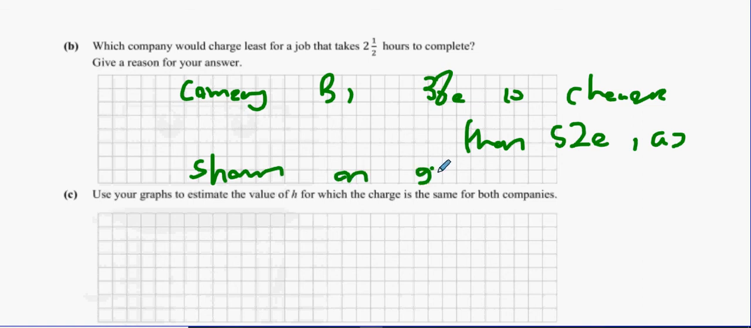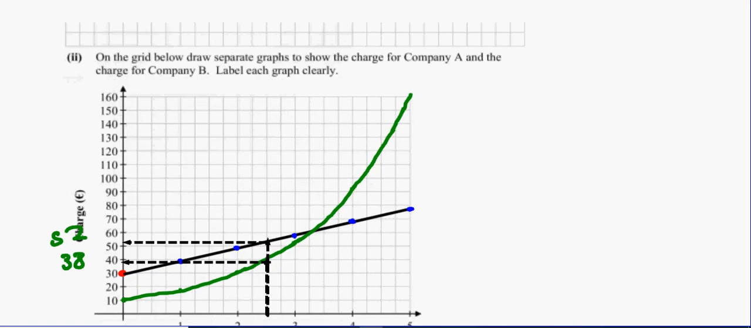Alright, what's next? Alright, when do both companies charge the same? Around here, what do you get?